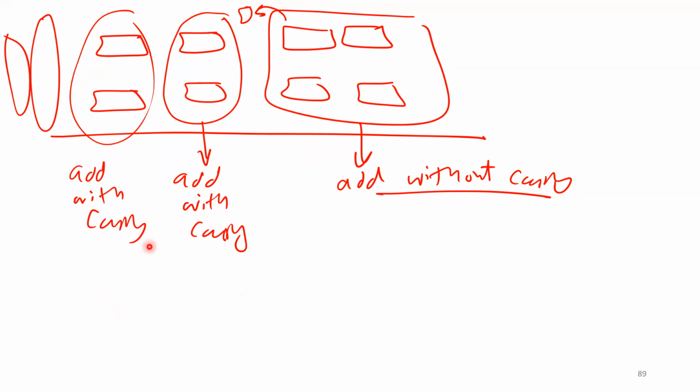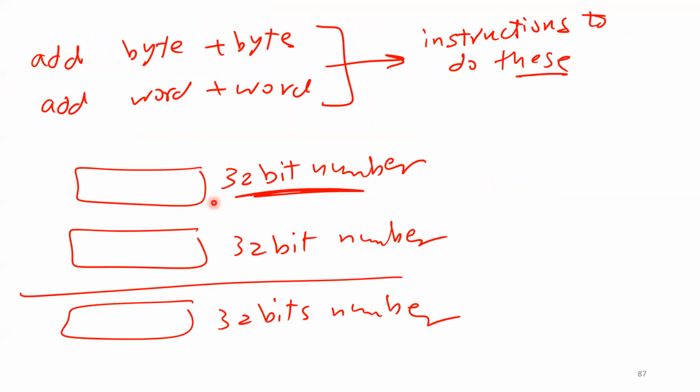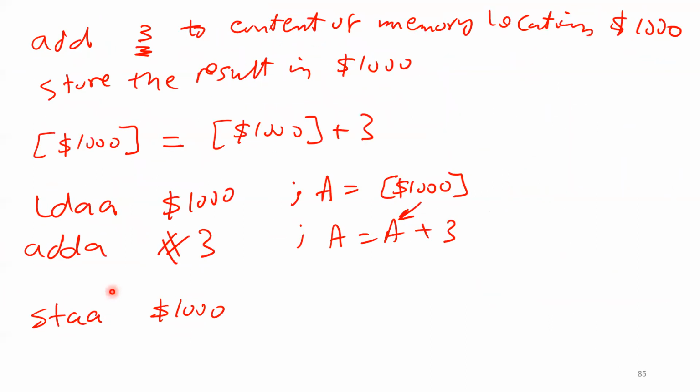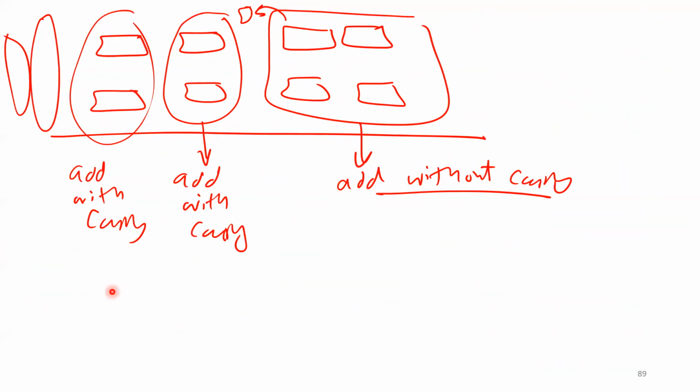Someone can ask me, why byte? Why don't you add word plus carry? Simply because we don't have this instruction. If you go back, you see here, for carry, we can only add A or B. That's it. We don't have a word with carry. Okay, guys, any questions?